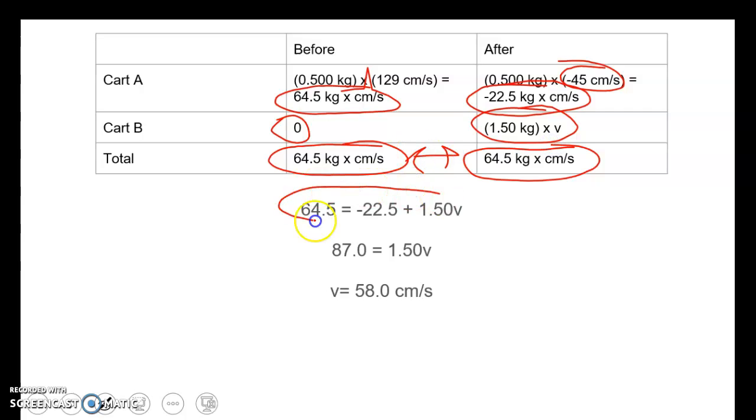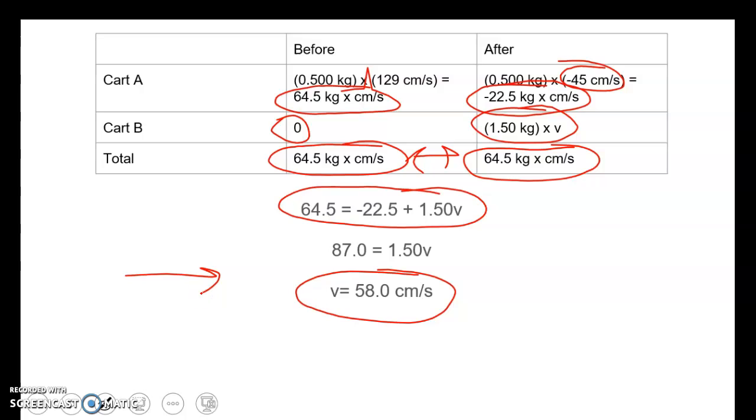So we make a nice little equation here, adding up our right side of the equation, making it equal to 64.5, and we solve for V. We add over and divide, and we get 58.0 centimeters per second. So cart B is moving to the right, 58.0 centimeters per second.